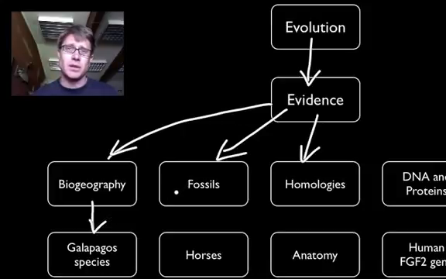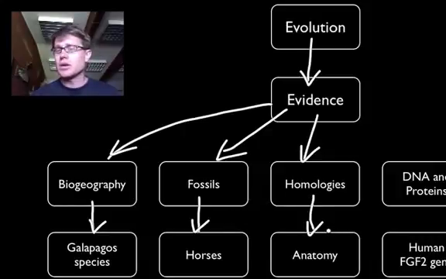I'll talk specifically about the Galapagos tortoises. Next, he talked about fossils. An example I'll give you is horse evolution over time. Next, homologies, which are characteristics that organisms have that show common ancestry. I'll talk about both homologous structures and vestigial structures.